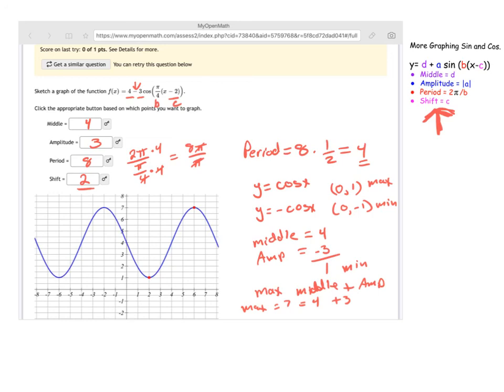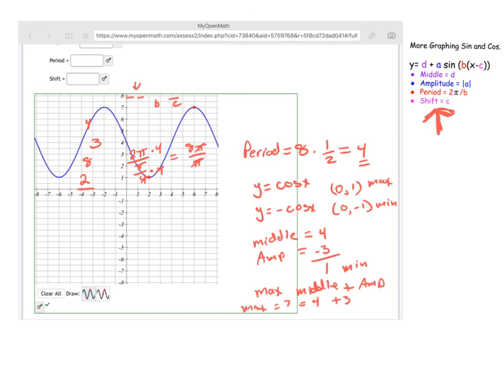Now let's double check everything. The first thing I want to do is take a look at my middle. So my middle right here is at 4, and that looks good. My amplitude is 3. So I went up 3 units here, and I go down 3 units here. The next one is my period. Well, if I start here and I go 1 full period, that's going to put me right there, and that's going to make it 8, which is what we want our period to be, and a shift of 2. So normally when it was negative cosine, I would have started here, but I shifted 2 units there.